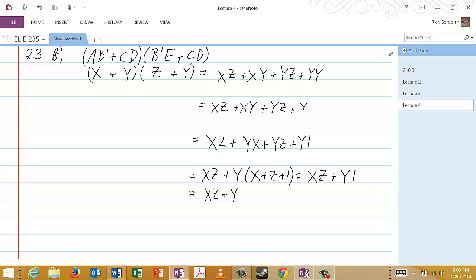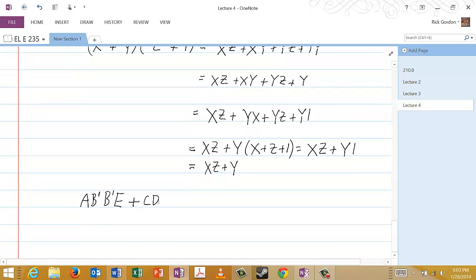And now, as I said, we have to put our final answer back in terms of the original variables. So X was AB prime, Z is B prime E, and then Y is CD. So our answer is that, which actually can be simplified a little bit more. We can look at this B prime term. Any Boolean variable ANDed with itself is itself, and so our final answer would be AB prime E or CD.